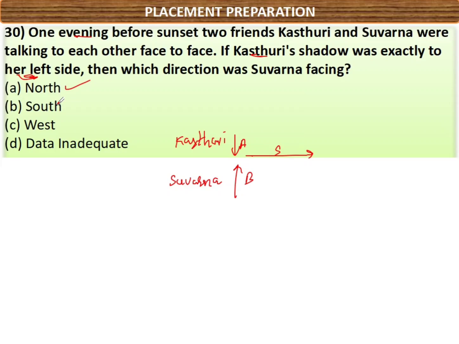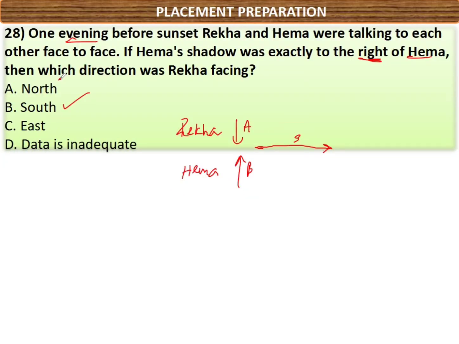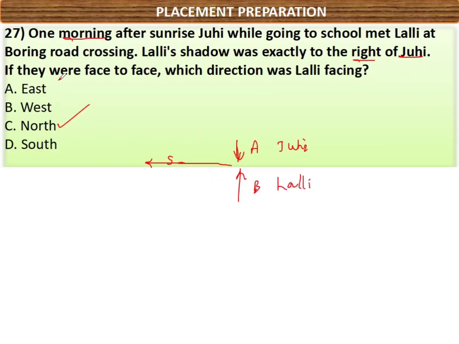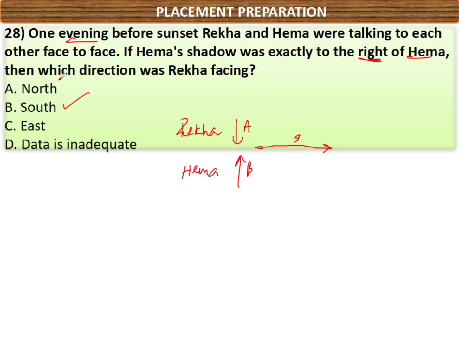Okay guys, observe carefully. Question number 30, what is the answer? North. Question number 29, answer is south. Question number 28, answer is south. Question number 27, answer is north. Question number 26, answer is south. Observe, for every question we got the final answer as either north or south.